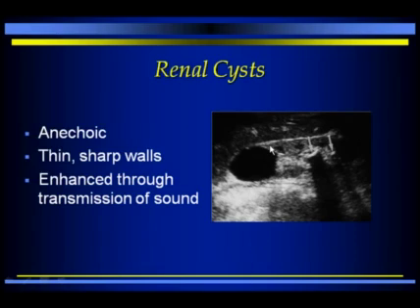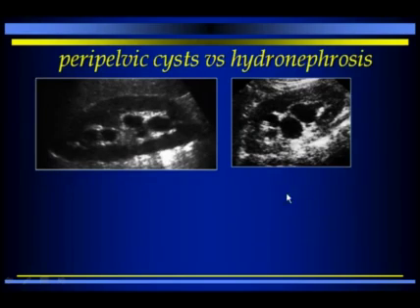Renal cysts have to fulfill 3 criteria. They're anechoic, that is, they have no internal echoes. They have thin, sharply defined walls, and they have enhanced through transmission of sound. This is a simple cyst. So a simple cyst is anechoic, with thin walls and good through transmission. To make that diagnosis, there is no need for further follow-up. This, of course, is a stone, a nice echogenic focus with posterior shadowing.